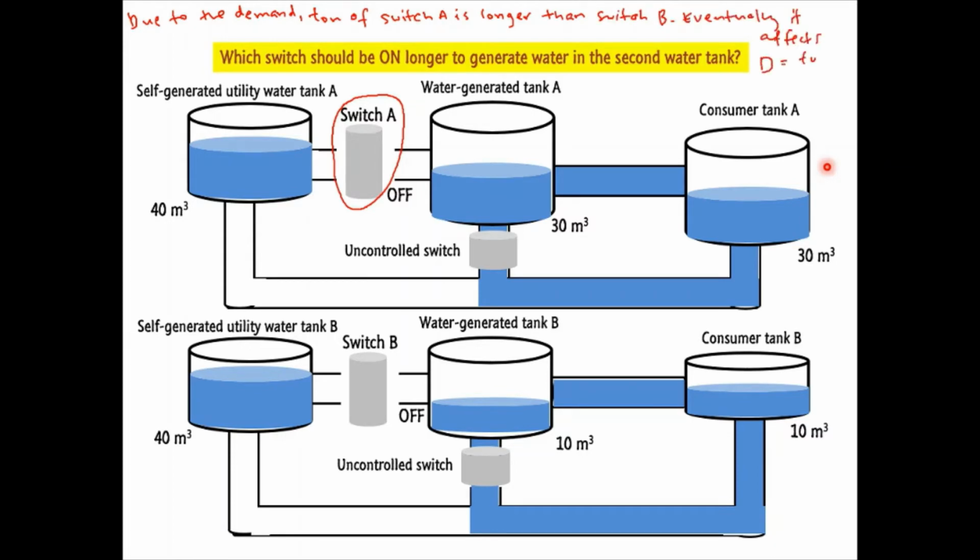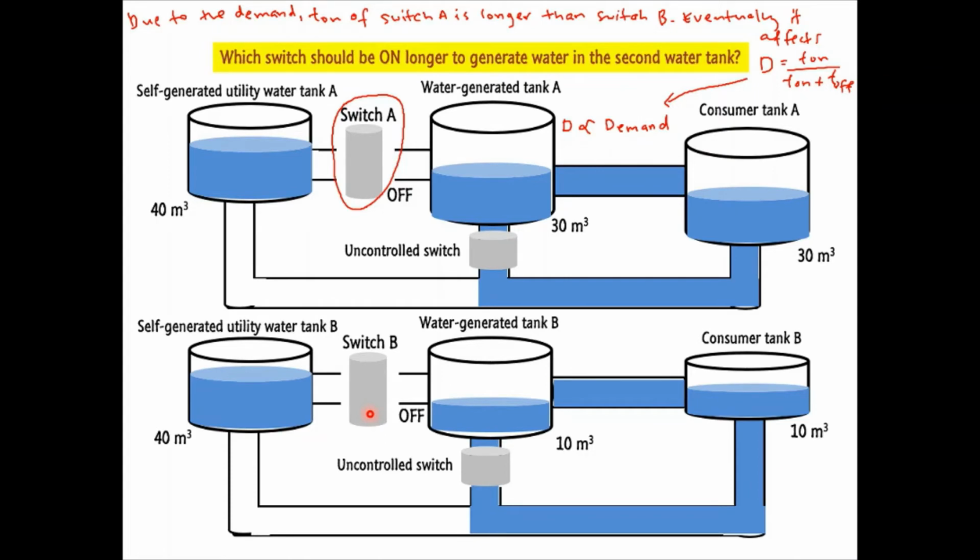Hence, it will affect the duty cycle of the switch, since the turn-on time is directly proportional to the duty cycle of the power switch. Based on these two systems, switch A has a higher duty cycle than switch B.